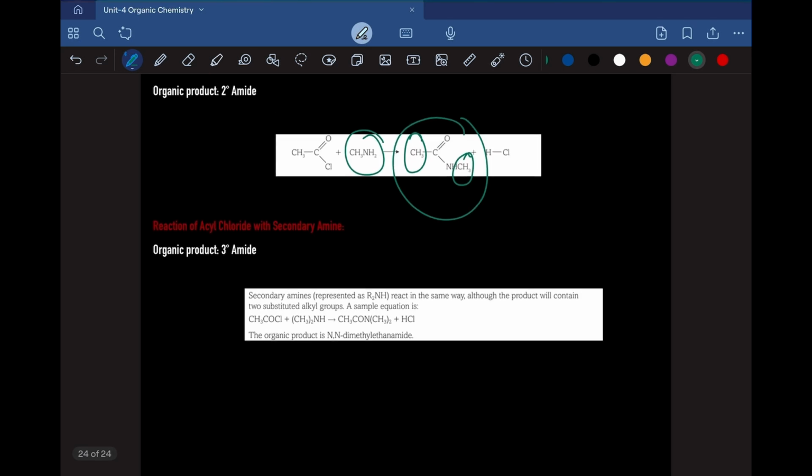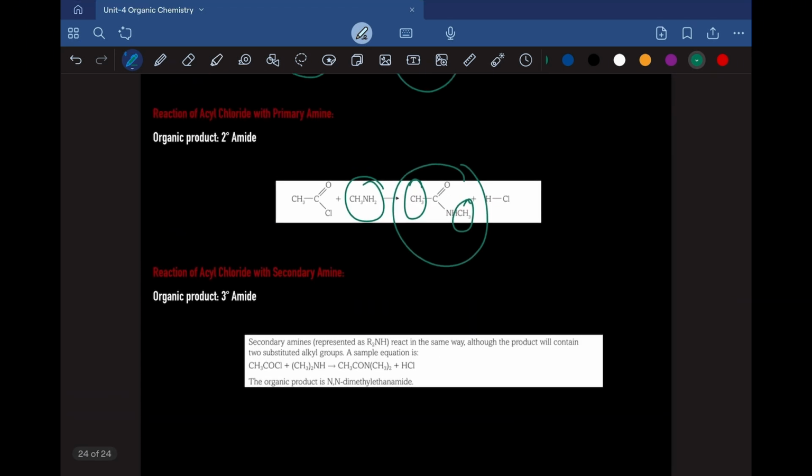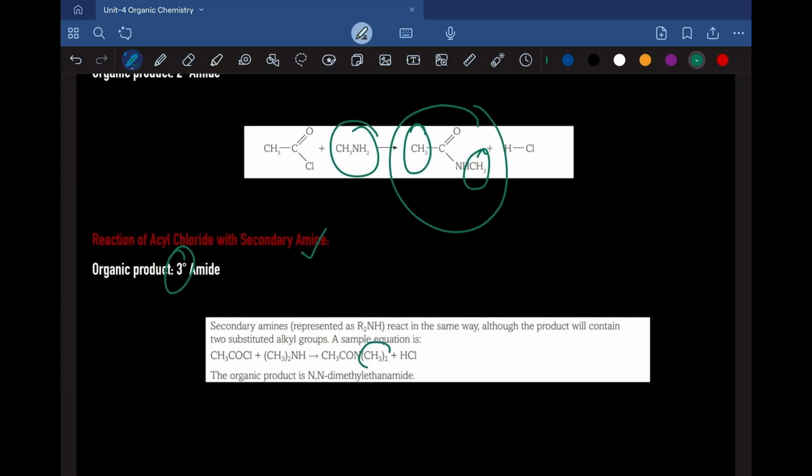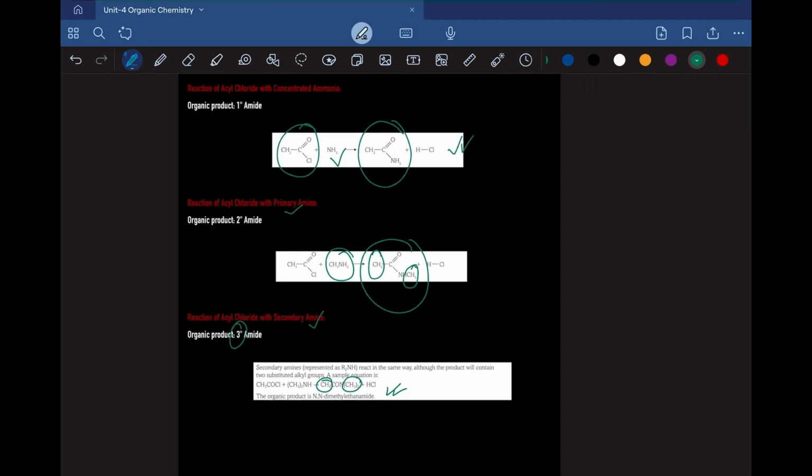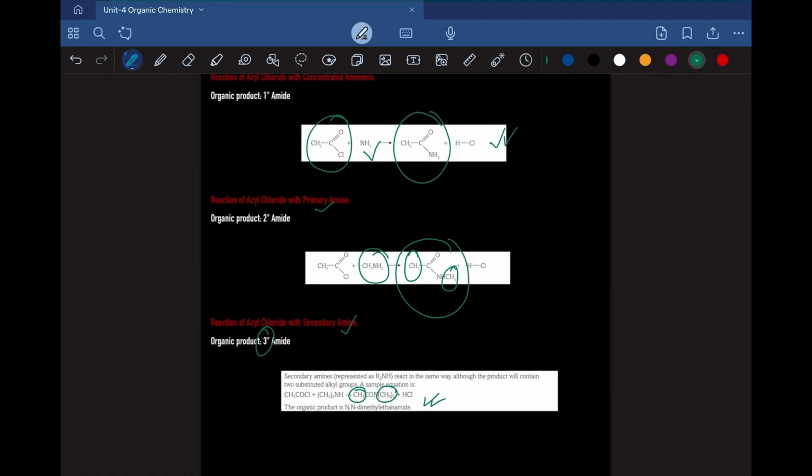Now when we react acyl chloride with a secondary amine rather than a primary amine, it will produce a 3-degree amide. That means there will be 3 methyl groups. You can see 2 CH3 and another CH3. So basically 1-degree amide has 1 methyl group, 2-degree amide has 2 methyl groups, 3-degree amide has 3 methyl groups. This is how the reactions of acyl chloride with concentrated ammonia are carried out.